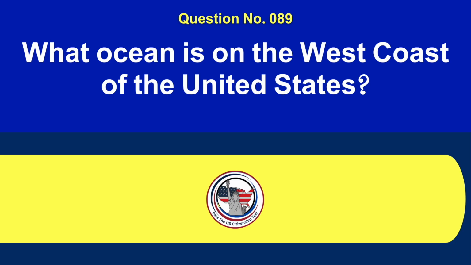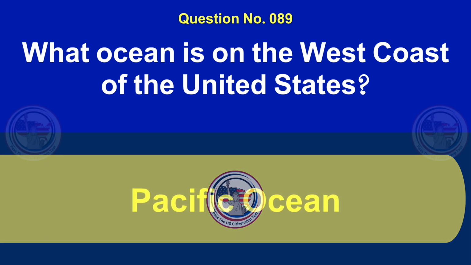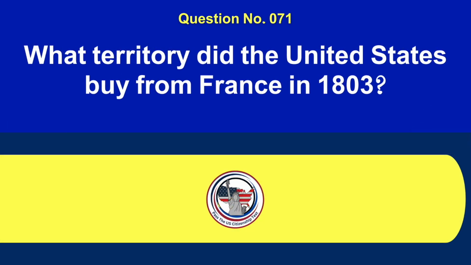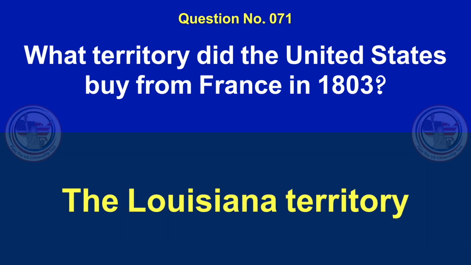What ocean is on the west coast of the United States? Pacific Ocean. What territory did the United States buy from France in 1803? The Louisiana Territory.